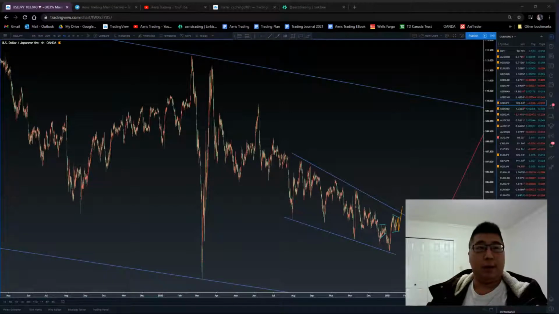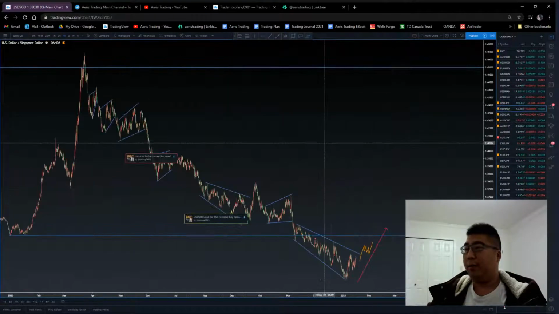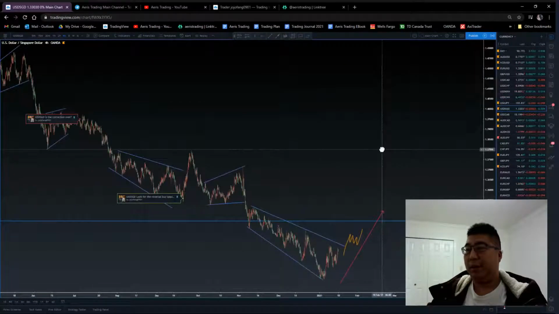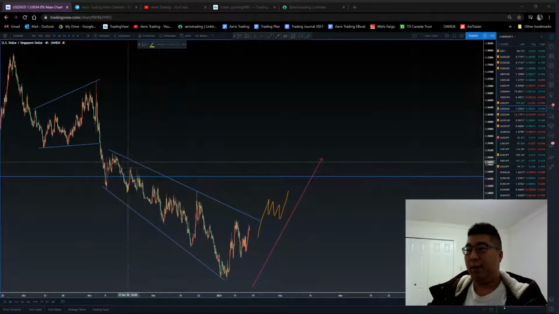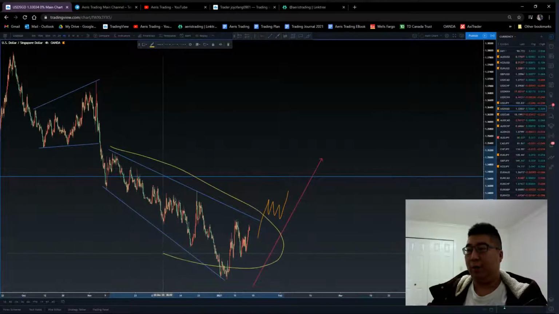So that is my take on dollar yen. Still developing, not in any of these trades, but certainly it can work out in the upcoming days or weeks. So let's continue here. Dollar Singapore dollar. Again, I have been talking about this for quite some time, and still not ready, but I do like how the price action is.